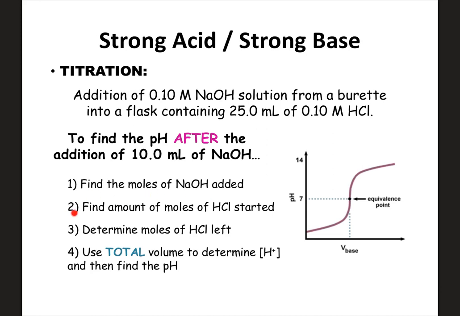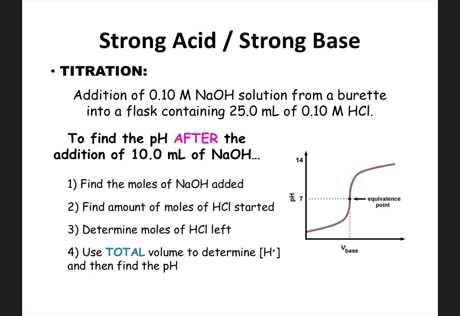Then you figure out the number of moles of HCl you started with. Well, again, that's a pretty easy calculation here. So you get the moles of NaOH you added, moles of HCl you started with. Because we're not at the equivalence point yet, I know that I'm going to have HCl left over. Essentially, you're going to take the one that's more minus the one that's less here to figure out how much of the one is left over.